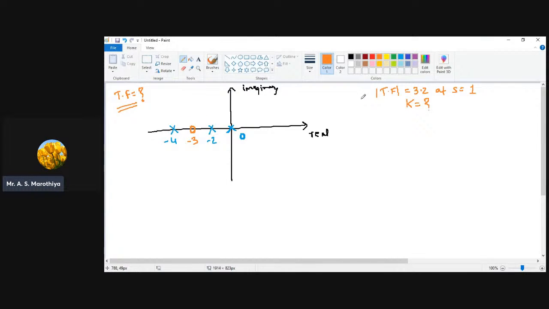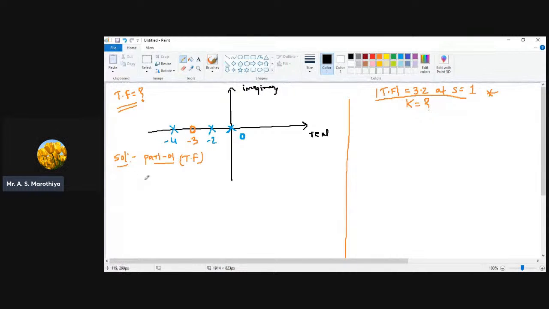That will be the first part. And the second part is that we need to find the value of overall gain k. The condition is that the magnitude of transfer function is 3.2 at s equals 1. If you apply that logic, you can easily find the value of gain k corresponding to this particular condition. So let me divide the solution into two parts. In part 1, we find the transfer function of the system. And in part 2, once we know the expression of transfer function in terms of k, we find the value of k corresponding to this condition. So let us try to solve this.